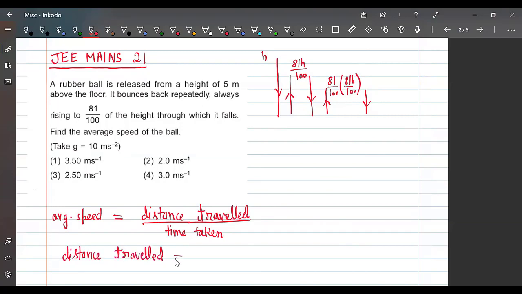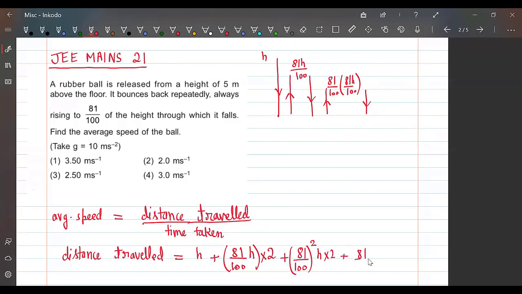For the first fall, it will be h. Then for the second fall, it will be 81 by 100 h. First, it will go up by this amount, then come down, so twice of this. Then again 81 by 100 times of this. So I can write 81 by 100 square into h into twice, because it will first go up, then come down.